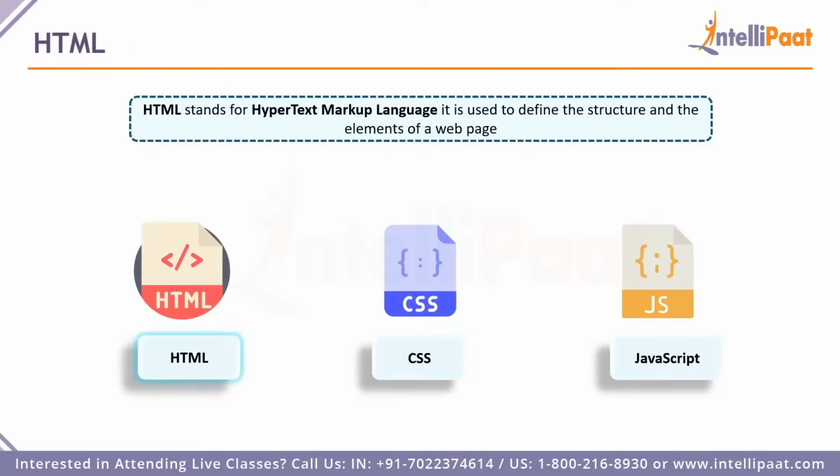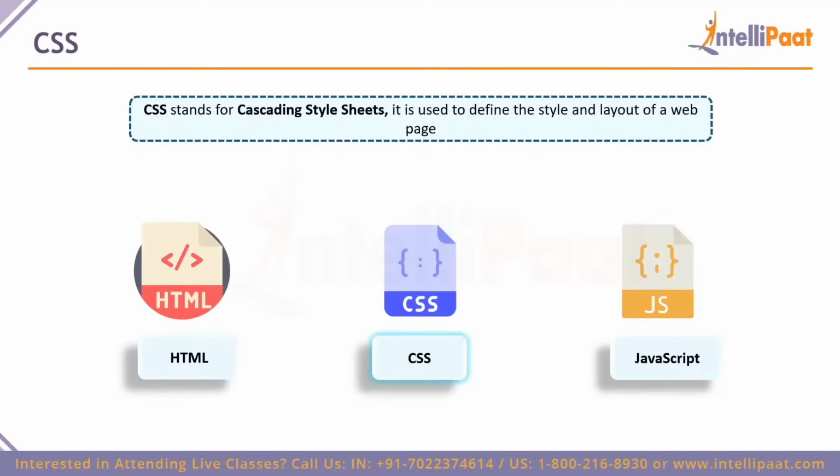So let us look at what HTML is. HTML stands for Hypertext Markup Language. It is used to define the structure and the elements of a web page. And then to style the HTML pages that we create, we use CSS. CSS stands for Cascading Style Sheets. It is used to define the style and layout of a web page.